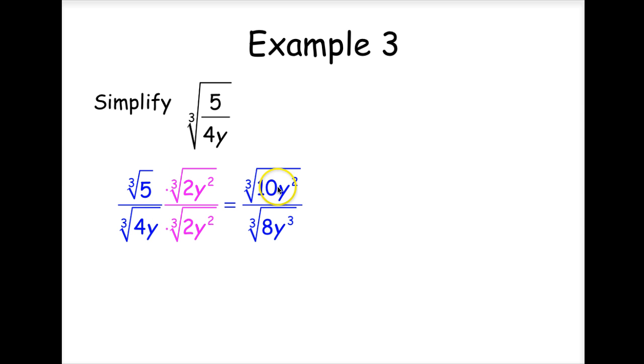5 times 2 is 10, y squared. And as I said, the cubed root of 8 is 2, cubed root of y to the 3rd is y. And on the numerator, the cubed root of 10y squared. Okay, let's do a little practice now.